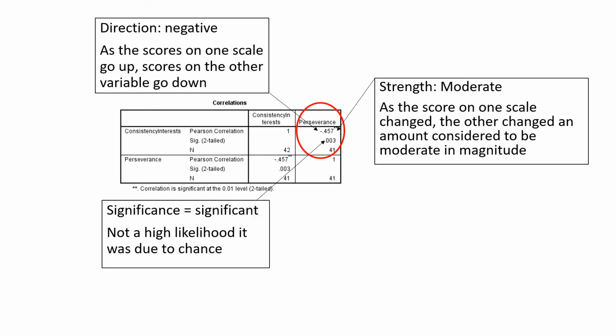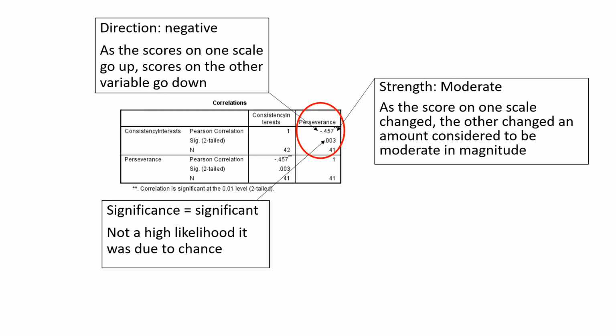Okay, but what's this all actually mean? Okay, so remember, negative correlation means the scores are inversely related. As one variable goes up, the other goes down. The strength indicates how much they change. The moderate strength means that the change was noticeable, but it could have been more so.